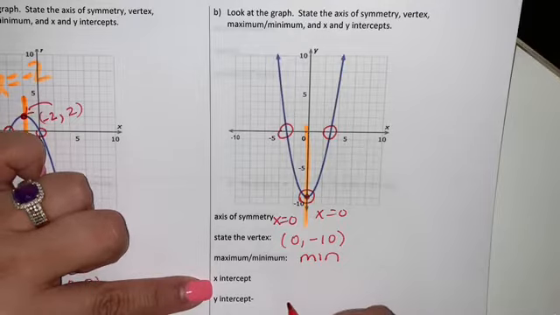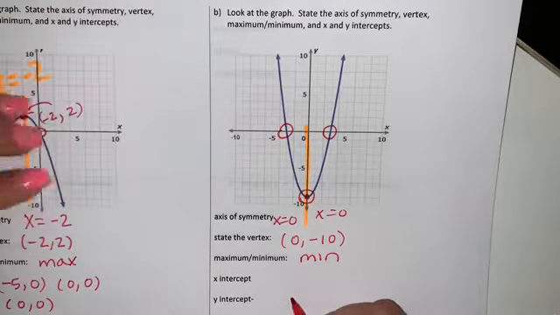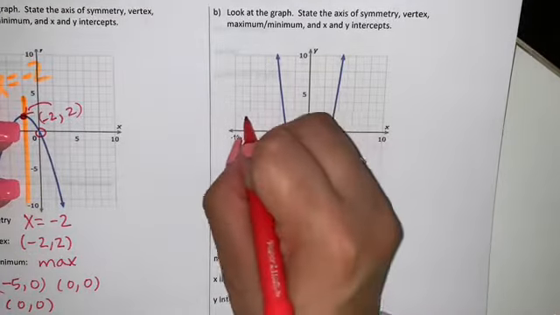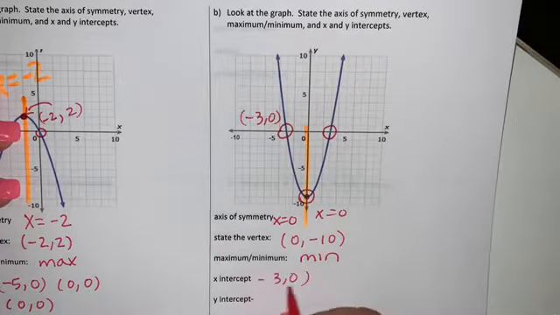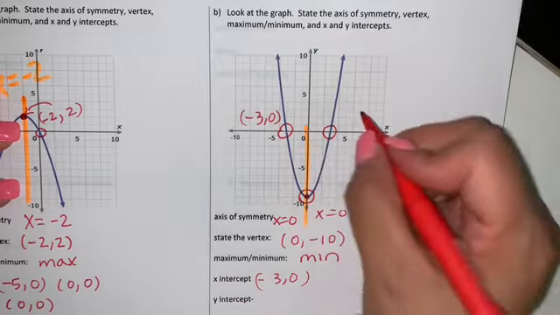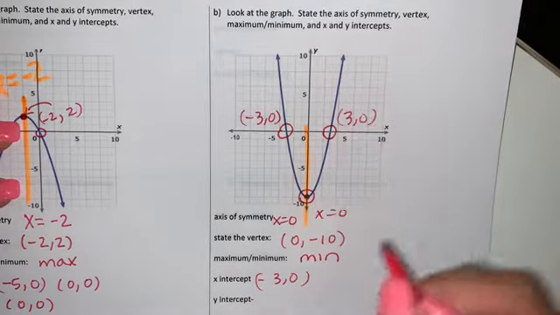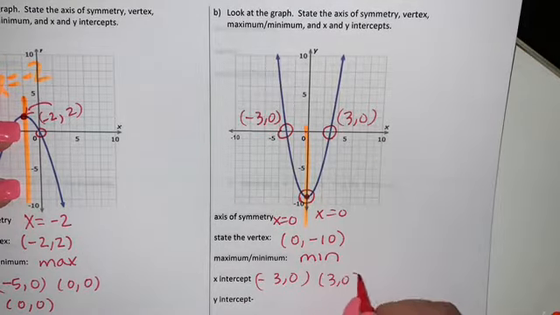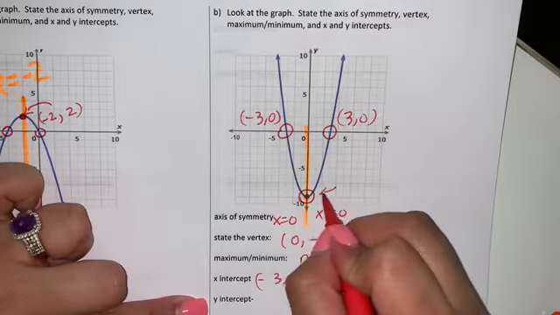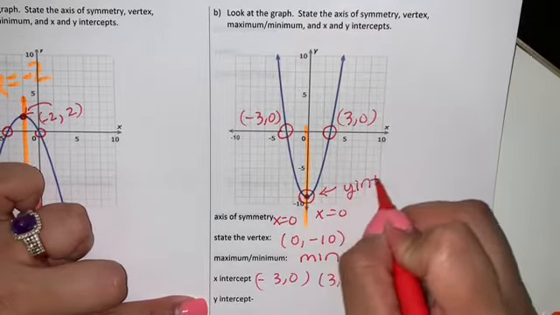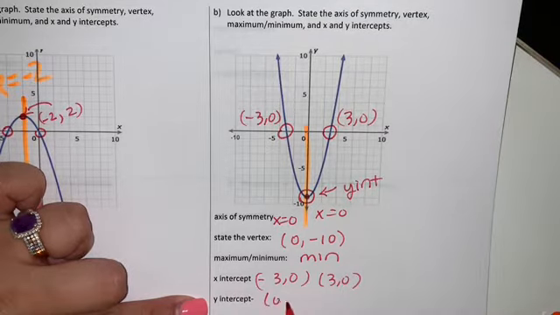The x-intercepts, let's label these. So I'm going to have -3, 0. And the one on the right is going to be 3, 0. And then the y-intercept, this right here is the y-intercept. So that's going to be 0, -10.